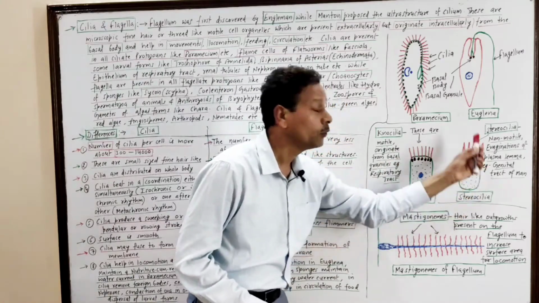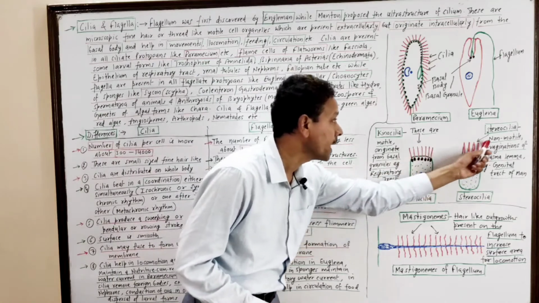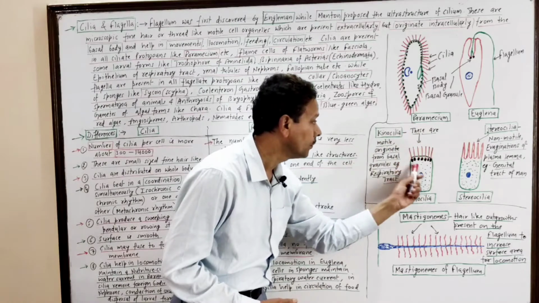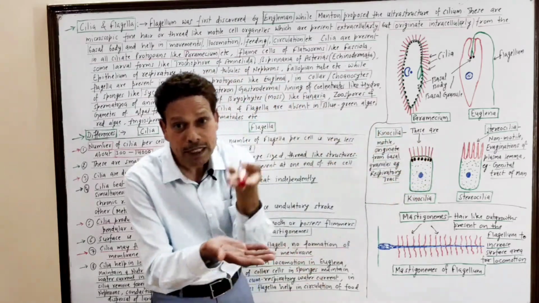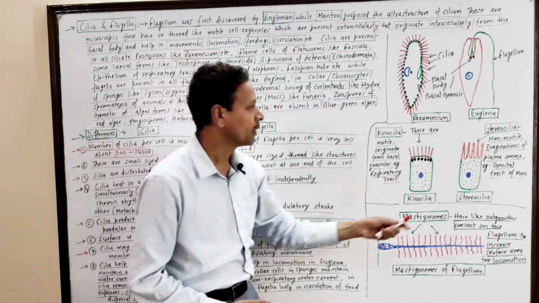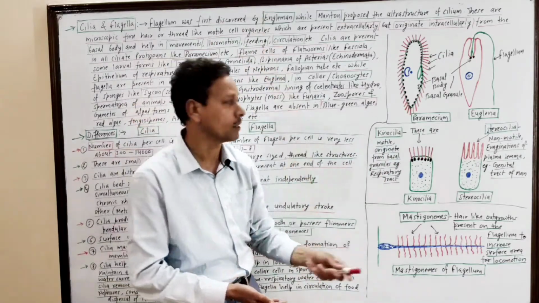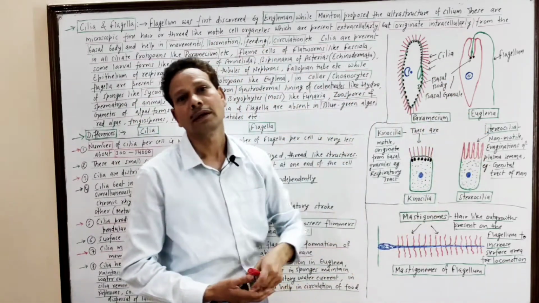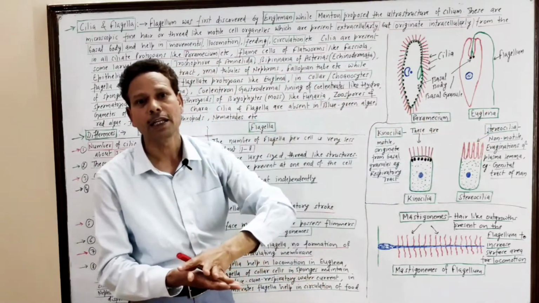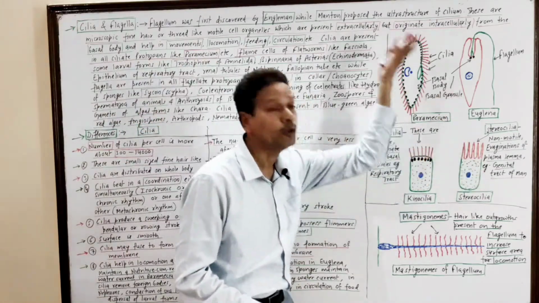The cilia are of two types. One type is kinocilia and the second type is stereocilia. These kinocilia arise from the basal body, basal granules, and these are motile structures. But these stereocilia are simple projections, outgrowths, evaginations of the cell membrane, meaning these stereocilia do not arise from the basal body, basal granules. These are simple outgrowths.